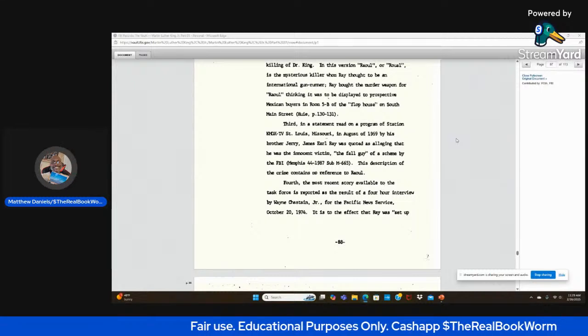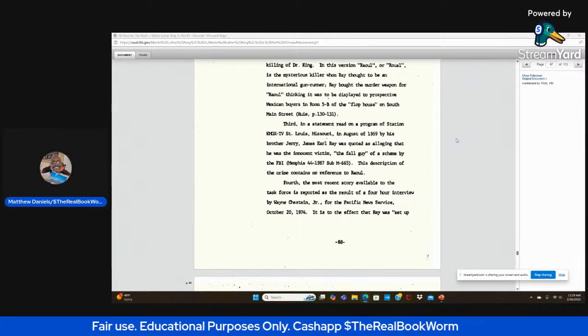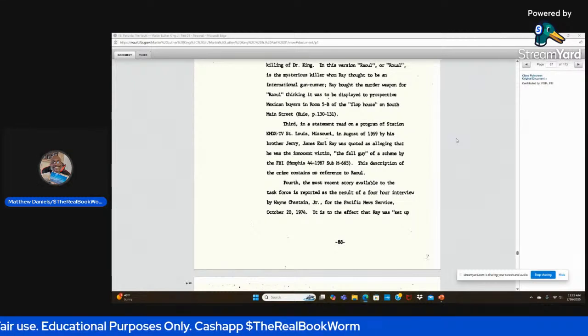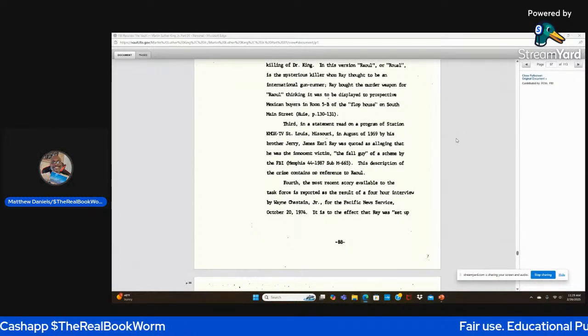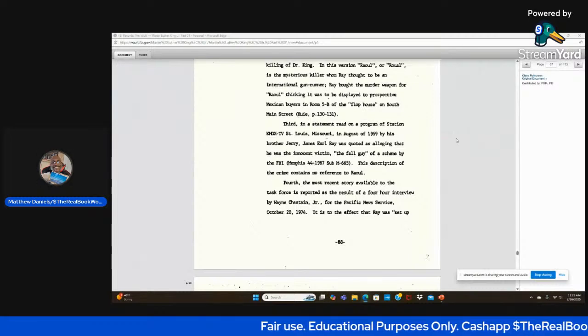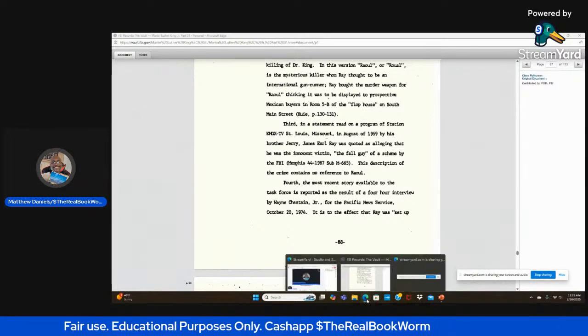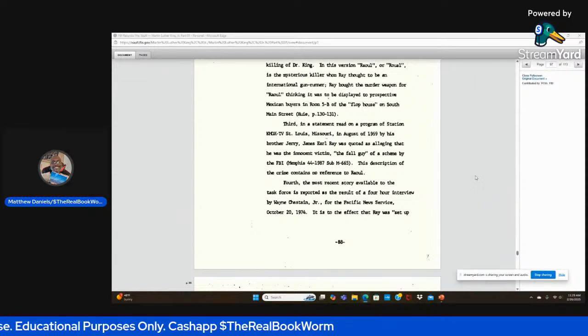So even the brother of James Earl Ray says that his brother was the fall guy, aka the patsy, of a scheme by the FBI. And what makes more sense to you? The FBI wants to neutralize him, not James Earl Ray.